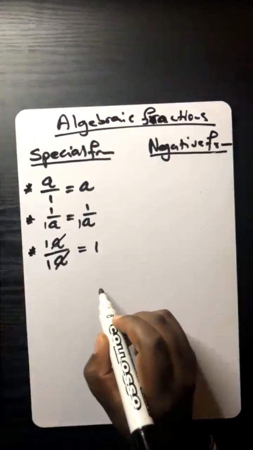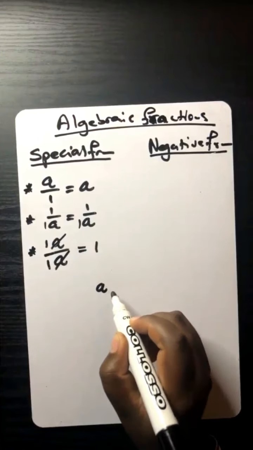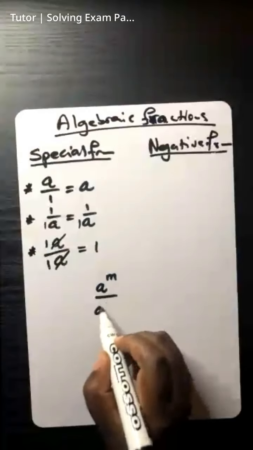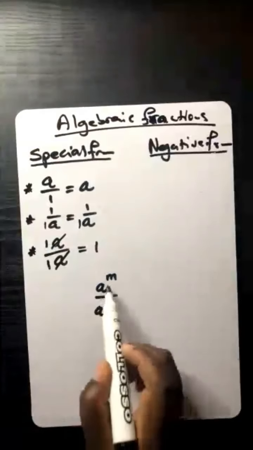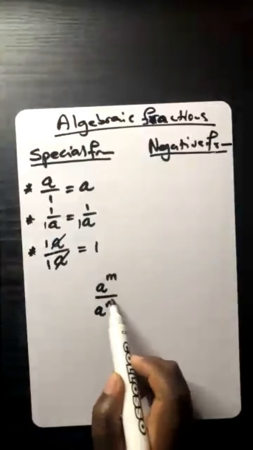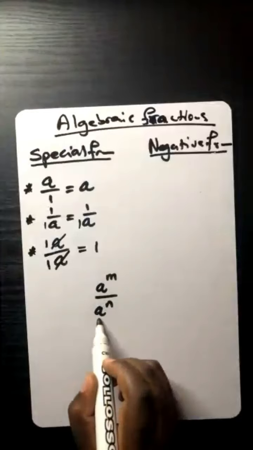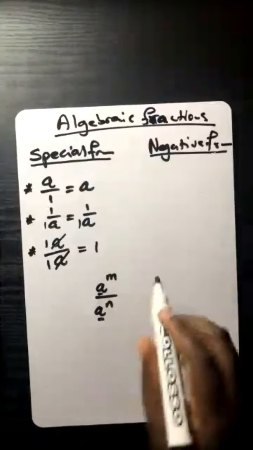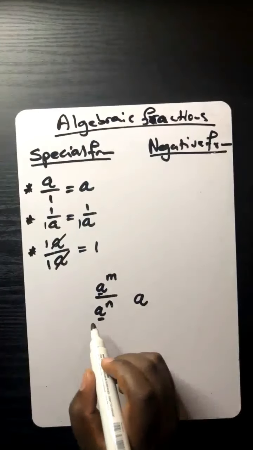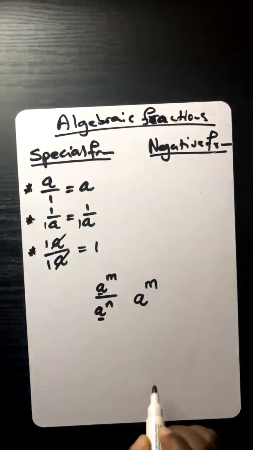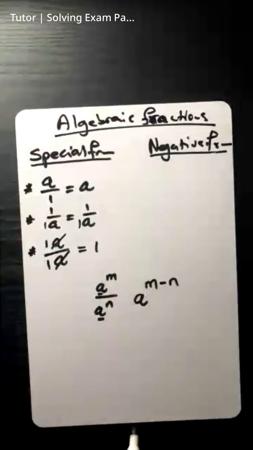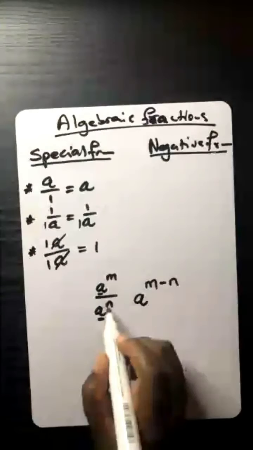So there's a rule which says a to the exponent m over a to the exponent n. Because you are dividing a to the exponent m by a to the exponent n, the bases are the same. If the bases are the same, you subtract the exponents. So that means you've got a, and you take the m at the top minus the n at the bottom.